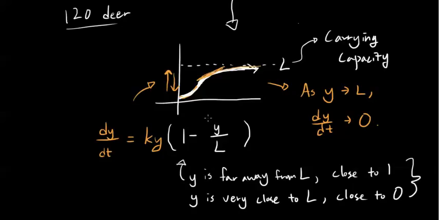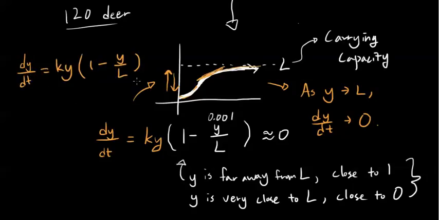When y is far away from L, let's say y is 0.001, well, 0.001 over L is going to be something very close to 0. So 1 minus something very close to 0 is going to give you about 1, which lets this become ky, which is exponential growth. On the other hand, if y is very close to L, we're going to have 1 minus something like y over L, which means it's going to be something like 1 minus 1, or dy dt equals ky times something close to 0, or the entire thing becoming close to 0. So this dy dt is equal to ky times 1 minus y over L.